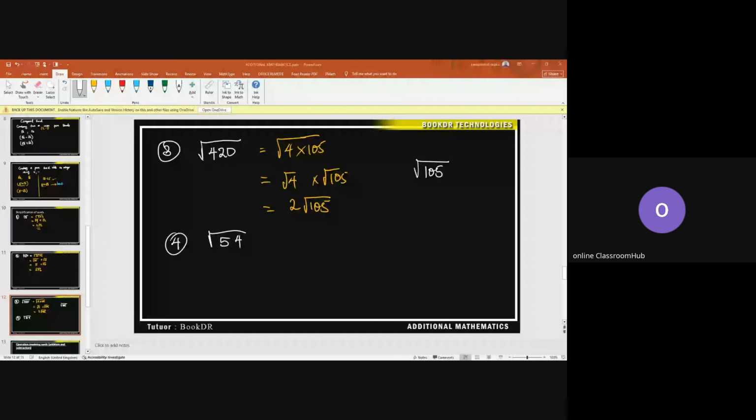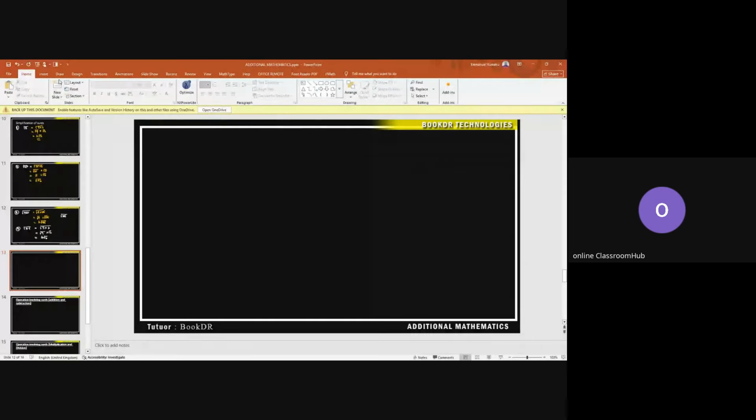9 times 6. So we'll express this as the square root of 9 times 6. The square root of 9 multiplying the square root of 6. And this becomes 3 root 6. Okay. You have picked up the lesson so nicely.